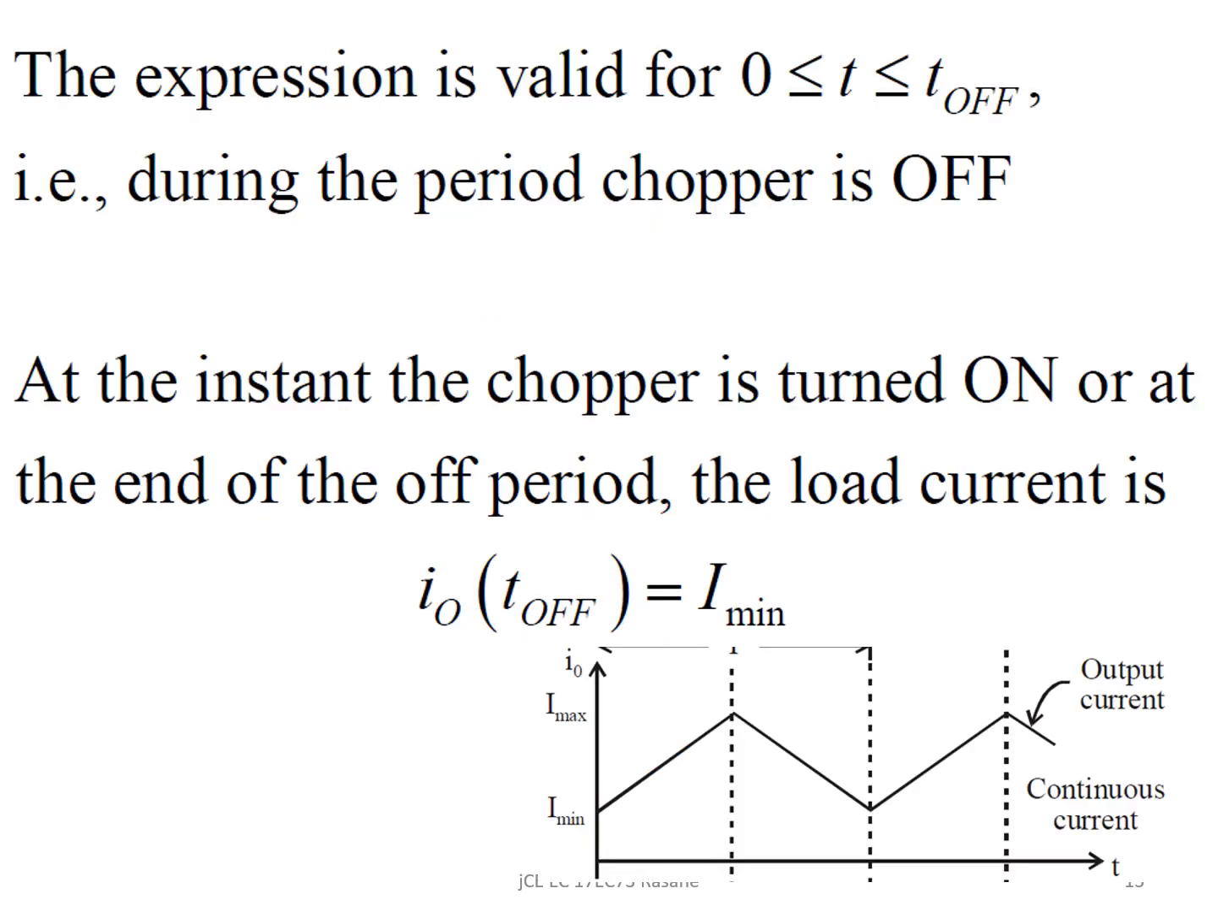This expression is valid for the time period T off, that is T between 0 to T off, where T off has been redefined for the off period, during which the chopper is off. So at the instant the chopper is turned on, at the end of the off period, the load current, that is I naught off, will have reached the value of I minimum. So I'll take I naught at T off equal to I minimum.